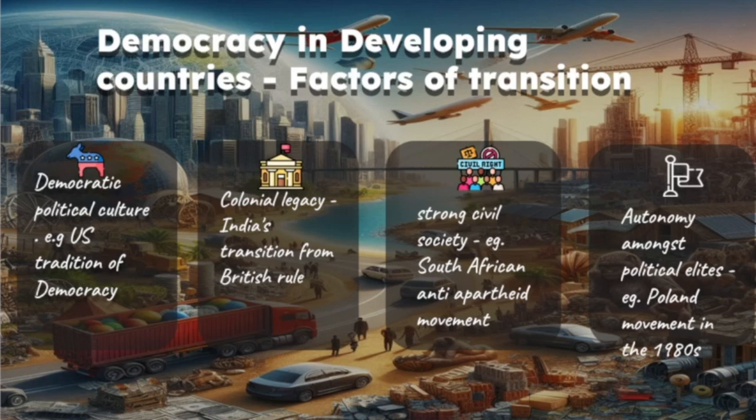Let's start with the United States, which has a long-standing tradition of democracy dating back to its founding fathers. Key principles such as individual rights, freedom of speech, and regular elections are deeply ingrained in American society.